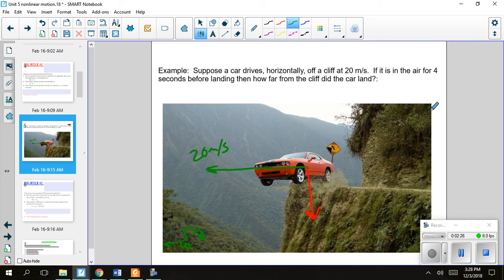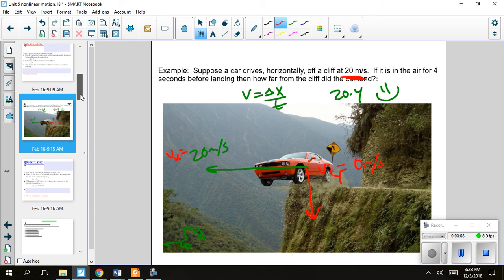So if it's in the air for 4 seconds, that means that the velocity equals delta x over t. So, in other words, 20 times 4. That's how far away it'll be. Now, as far as the initial velocity going down, and this is what always causes a little bit of confusion, the velocity initial going down is actually 0, because this velocity is horizontal, and this velocity is vertical, or Vy and Vx.